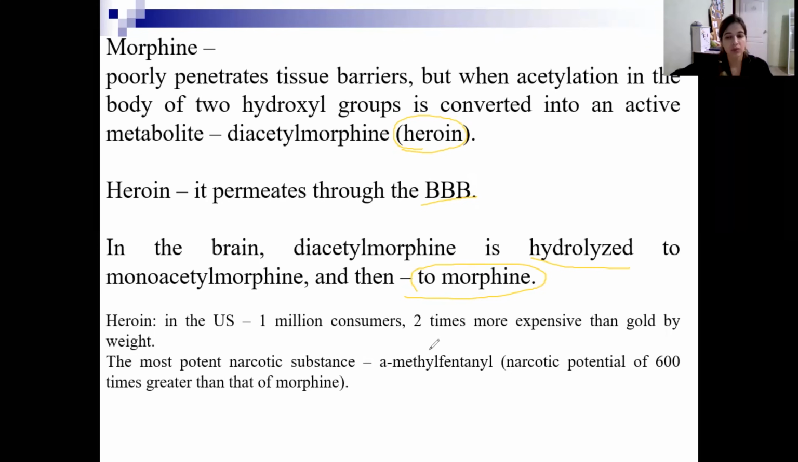Okay. But pay attention, heroin is not the strongest drug. The most potent narcotic substance is alpha-methylfentanyl. It is 600 times stronger than morphine. This drug is used in medicine for reducing some very pronounced pain. We will talk about that later.